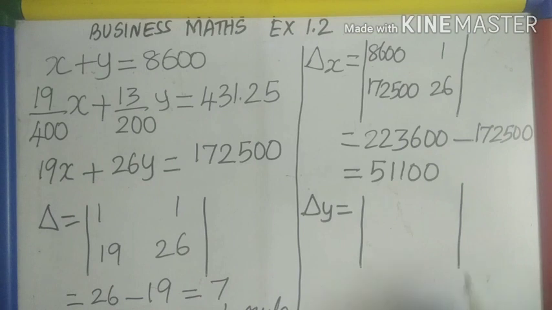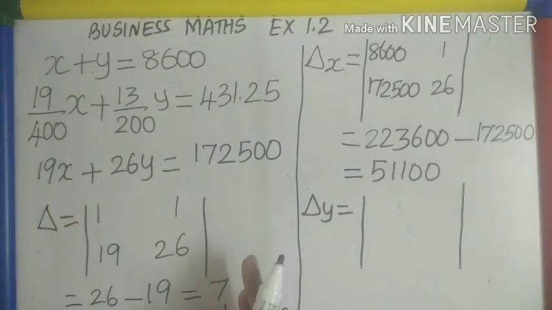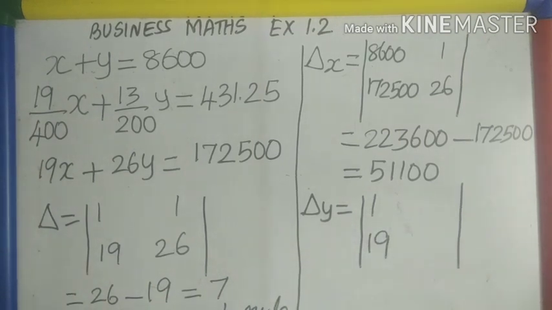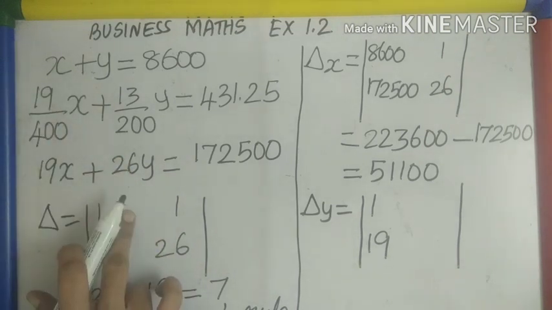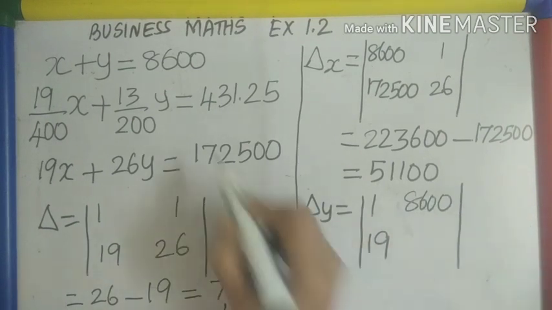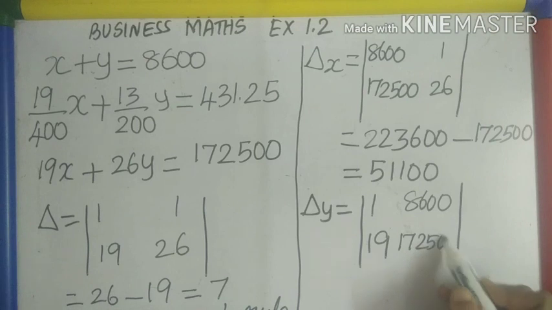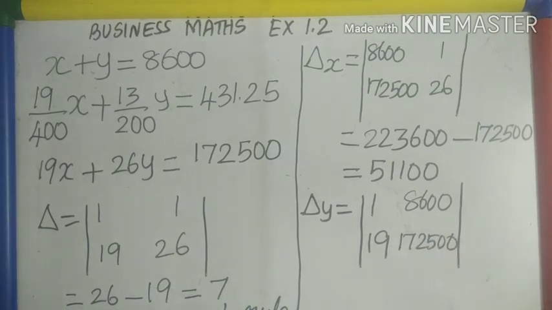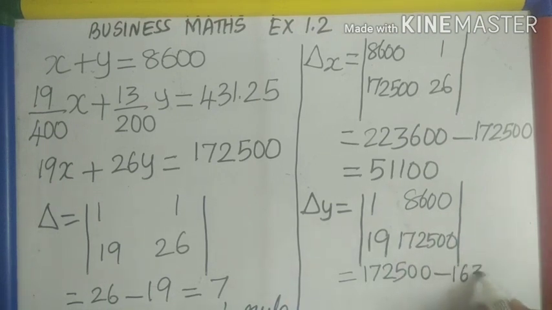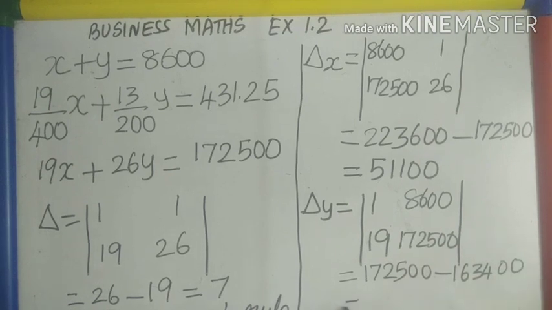The next step, find del y. Del y equals, instead of y, I have to write RHS. So, x numbers, I will write as it is. And what are the y coefficients? 1, 26. I mustn't write that. Instead, write the RHS. 8,600 and this is 172500. 1 into 172500 minus 19 into 8,600. It is 163400. As I subtract, we get 9,100.